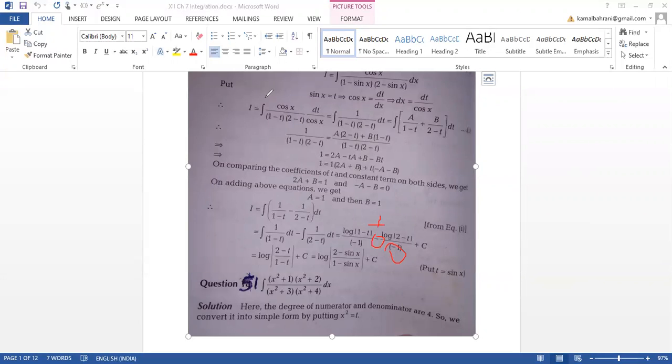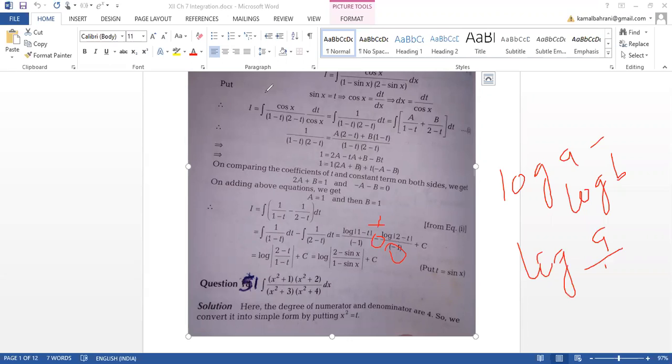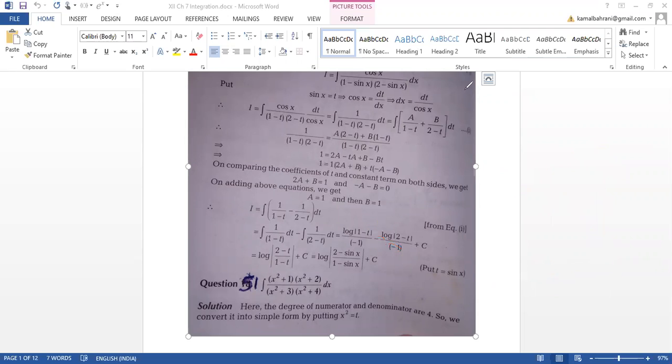So you know the property of log. Log of a minus log of b can be written as how? We can write this as log of a upon b. Clear? So this way we have done this question. Plus c is always kept for what? Plus c is always kept for constant.